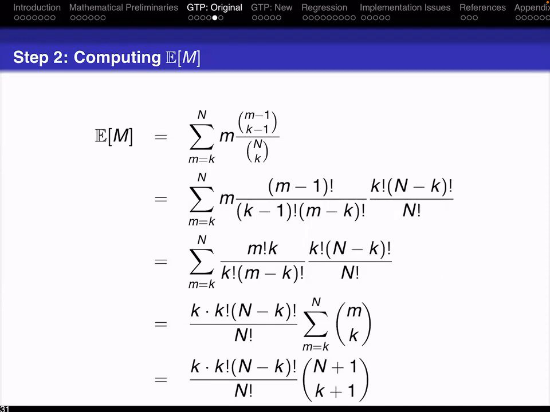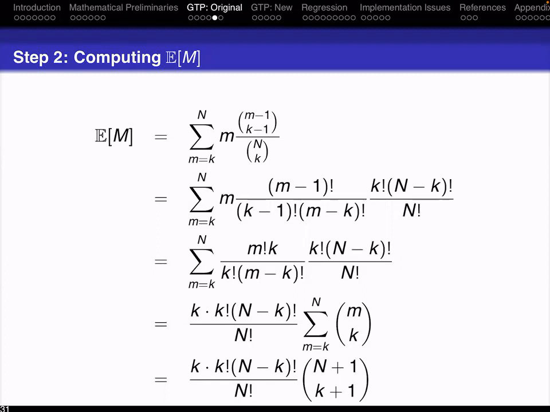I could cancel them, but I've got an m factorial over k factorial, m minus k factorial. That looks like an m choose k. So rather than canceling the k factorial, it's better to keep that as an m choose k and then pull out everything that doesn't depend on m. And now we have a sum, m goes from k to n of m choose k.